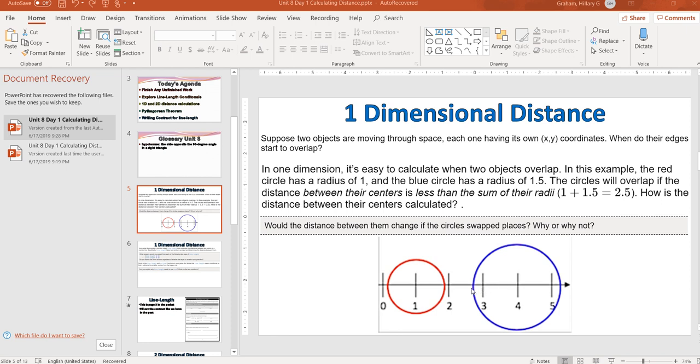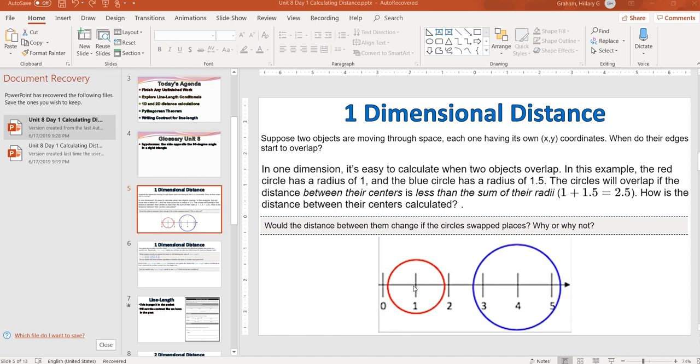So it says the circles will overlap if the distance between their centers is less than the sum of their radii. So that means that this here, 1, and the distance here, which is 1.5, added together, that's going to be 2.5. So if the distance between the two centers is less than the sum of the radii, which is 2.5, then they would be touching.